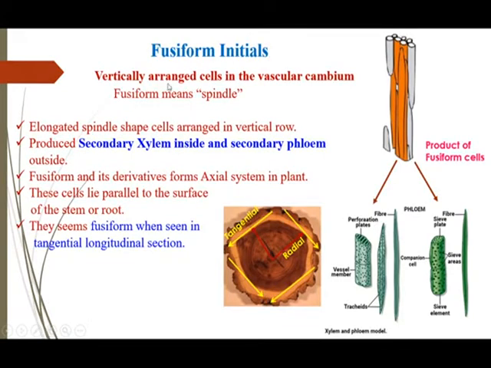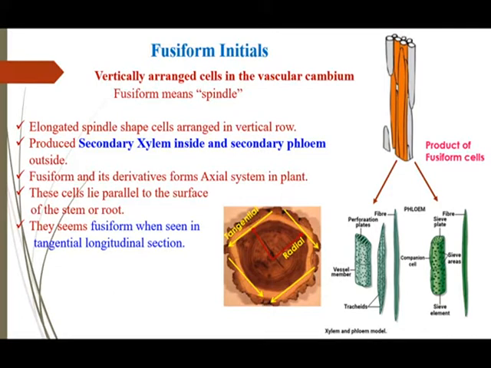Fusiform initials. Vertically arranged cells in the vascular cambium are known as fusiform initials. Fusiform means spindle-shaped cells. Elongated spindle-shaped cells are arranged in vertical rows, and these fusiform cells produce secondary xylem inside and secondary phloem outside.